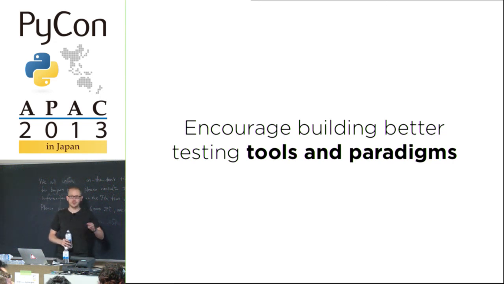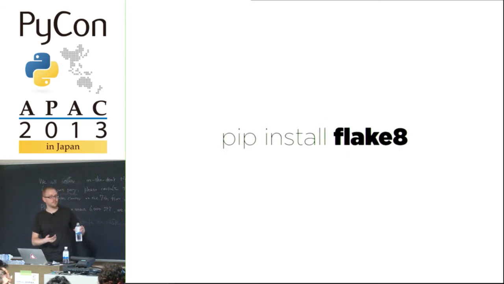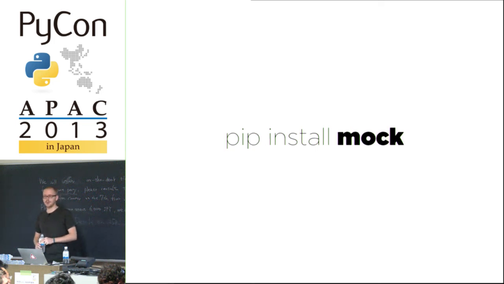Nose and PyTest are phenomenal test runners. And on top of this, we built a bunch of additional utilities to perform various other things we needed to do. Like I said, PyTest is an amazing library. Flake8 is super useful. It's basically a combination of PyFlakes, which is a static linter, and PEP 8. And mock is also one of my personal favorites.